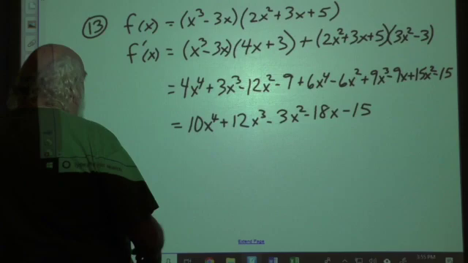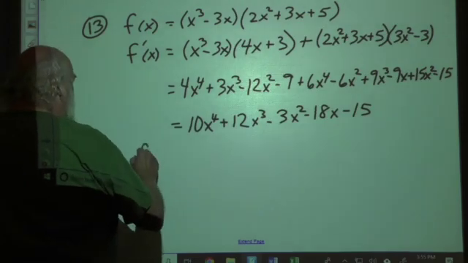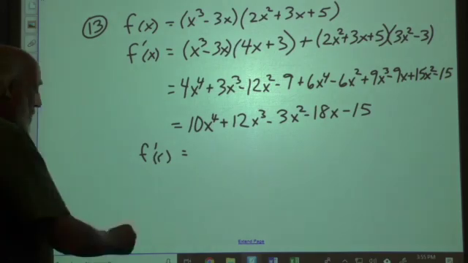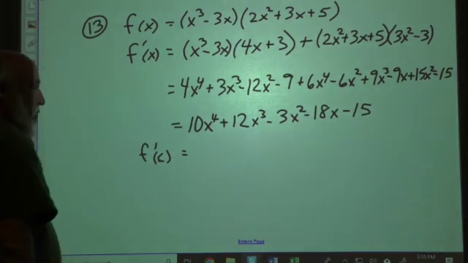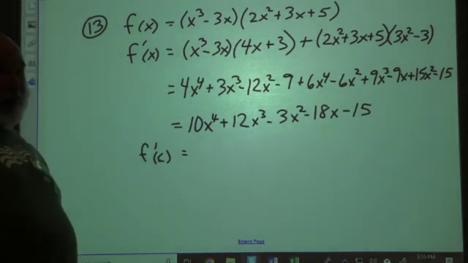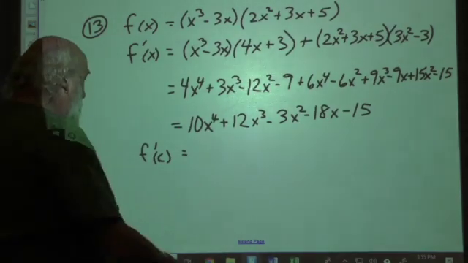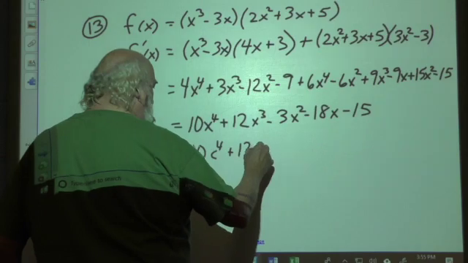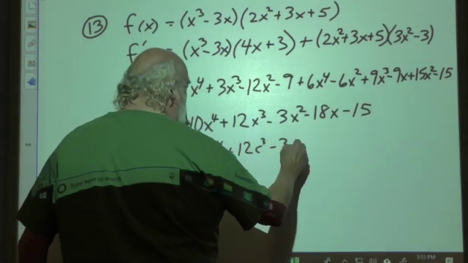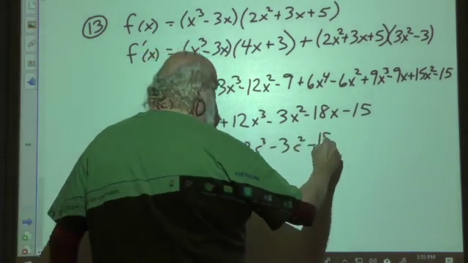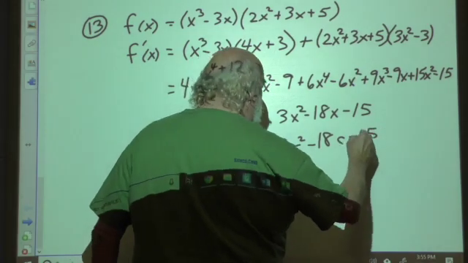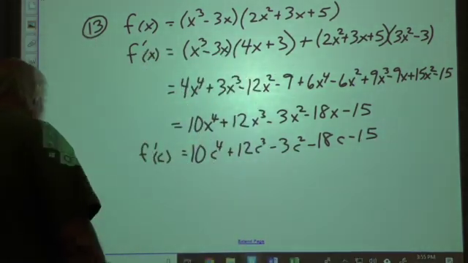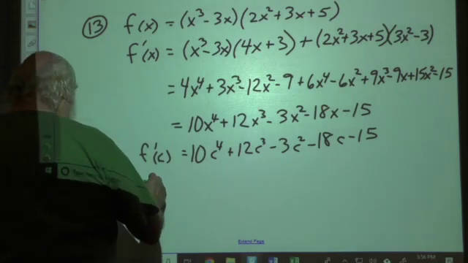Now the next thing they say is, what is f prime of c? Well, this is simply telling you to replace every x with a c. So 10c to the fourth plus 12c cubed minus 3c squared minus 18c minus 15. Woo! And then finally they say, what is f prime of 0?